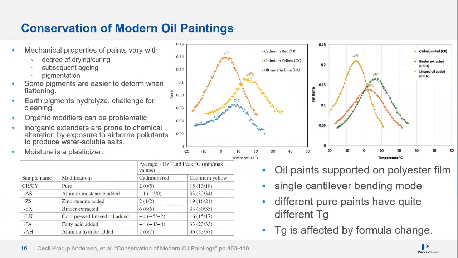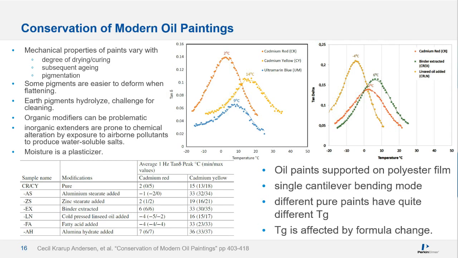This is some interesting work published in a book, Conservation of Modern Oil Paintings. This chapter specifically discussed the use of DMA for the characterization of commercial artists' oil paint, for better understanding of the paint properties relevant to paint formulation and conservation of oil paintings. Paint is a complex mixture of many kinds of polymers. Its mechanical properties are a function of degree of drying, curing, subsequent aging, and pigments used. All the ingredients have effects on how to use, store, or clean the paintings.